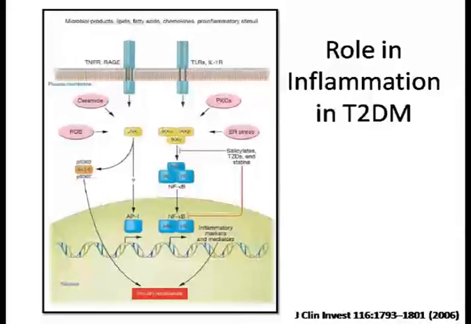Whatever may be the microbial products, lipids, fatty acids, chemokines, and pro-inflammatory mediators, ultimately these act on receptors like toll-like receptors or RAGE receptors. And what happens inside the cells is that it acts on Janus kinase and nuclear factor kappa B, which is a master switch. This is an inflammatory gene. Once nuclear factor kappa B is activated, various inflammatory genes are activated.